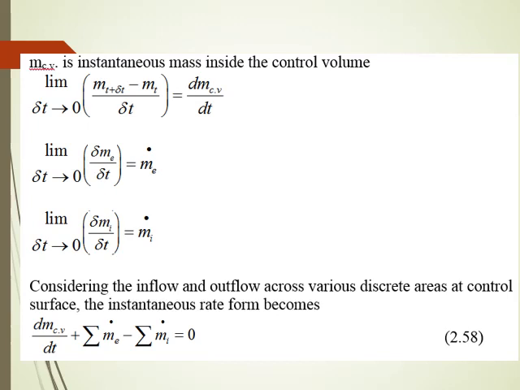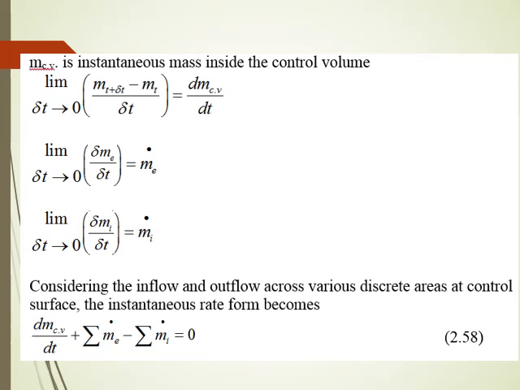So basically, m dot e is the instantaneous rate of flow leaving the control volume across the surface area A_e. Means some discrete surface area is there, and through that discrete surface area, m dot e is the instantaneous rate of flow leaving the control volume. And the same is the case for m dot i. That is also the instantaneous rate of flow entering the control volume across the discrete area that has the surface area A_i.